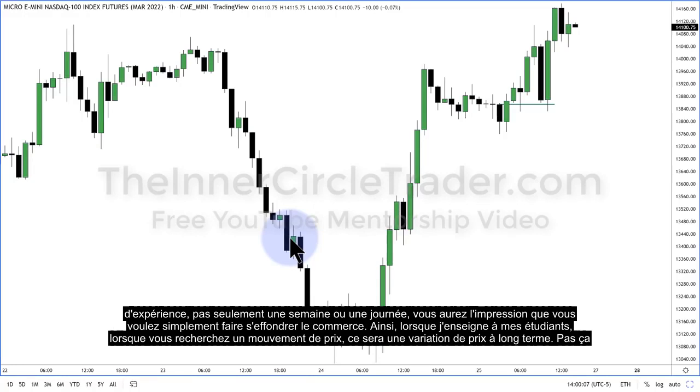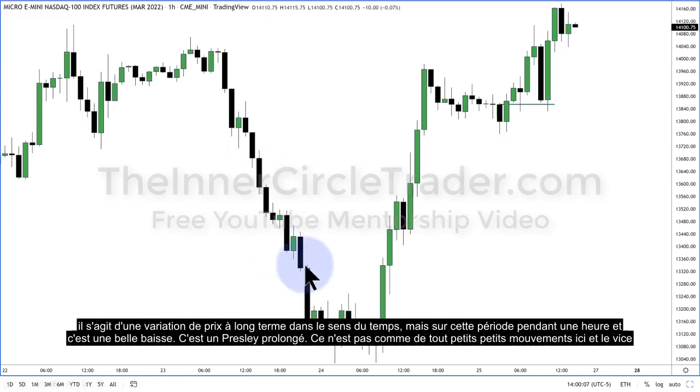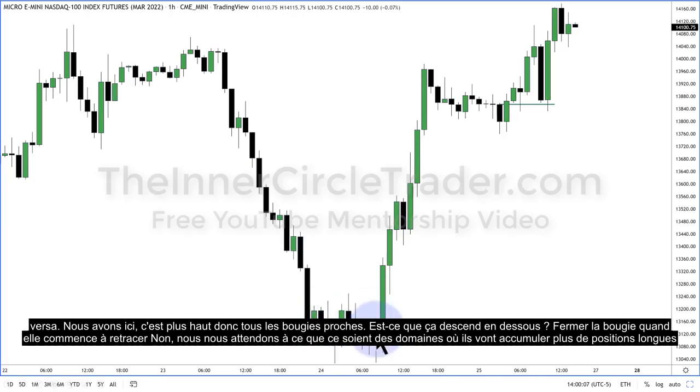So when I teach my students, when you're looking for a price move, it's going to be a long-term price swing. Not that this is a long-term price swing in the sense of time, but on this time frame for 1 hour, this is a nice decline. It's a prolonged price swing. It's not like little tiny movements in here. And vice versa, we have it here on the higher side. So all the down close candles, does it go below this down close candle when it starts to retrace? No. We expect this to be areas where they're going to accumulate more long positions.